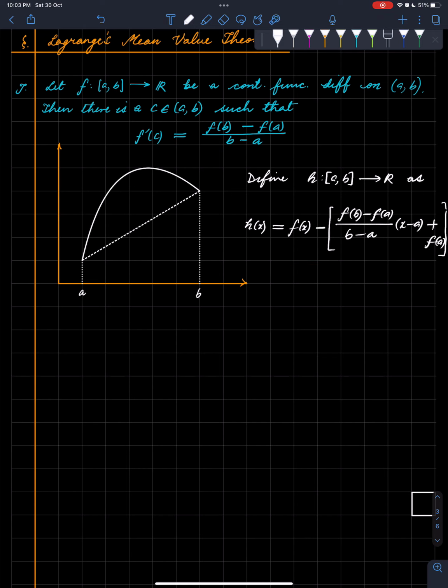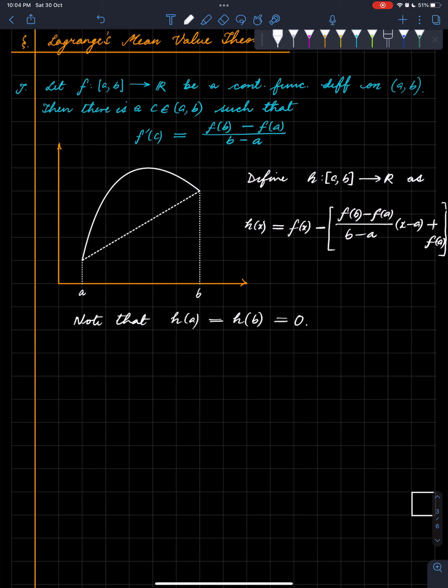So now you'll note that h of a equals h of b equals 0, and that is no surprise because this length minus this length is 0 and this length minus this length is 0. That's what these two expressions will immediately tell you, and you can compute it by doing just some algebra.